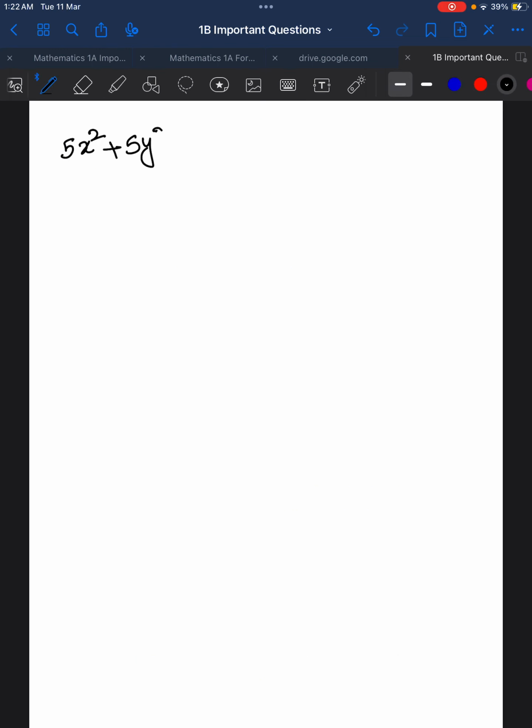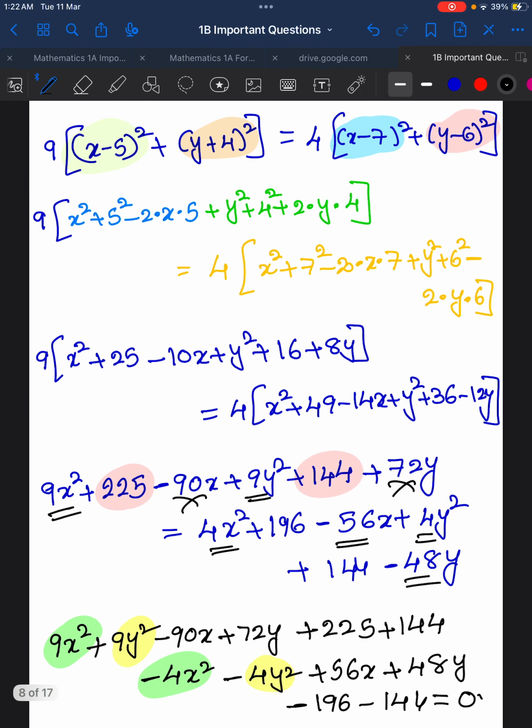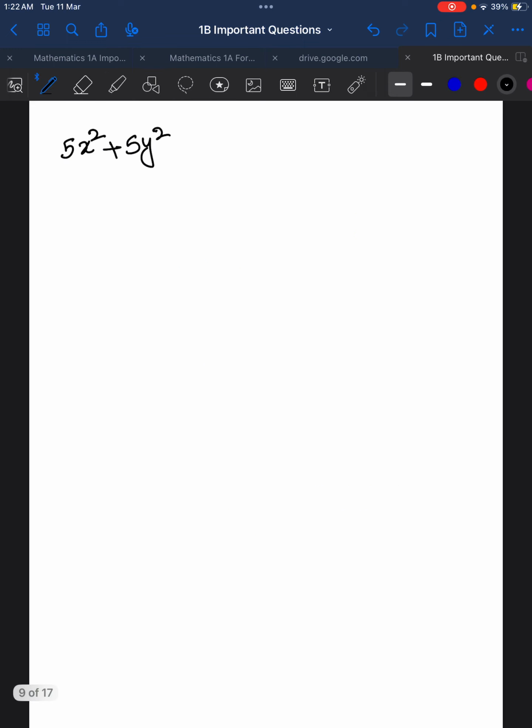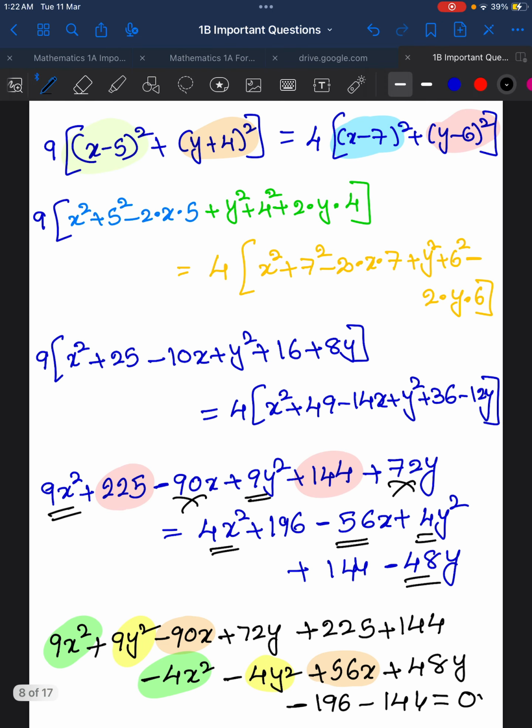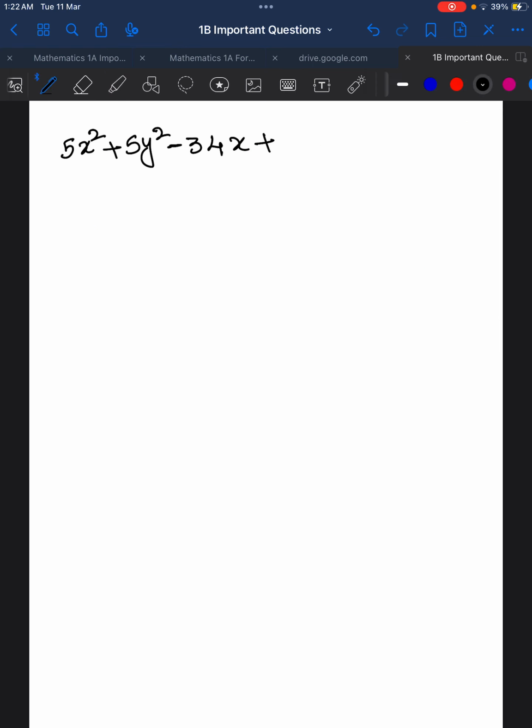5x square plus 5y square. Next, x terms we are checking. What are x terms we are observing here? Minus 90x plus 56x will be minus 34x. Okay. Next, 72y we are able to see. What is that next one? 72y plus 48y is 120y. This is plus 120y.